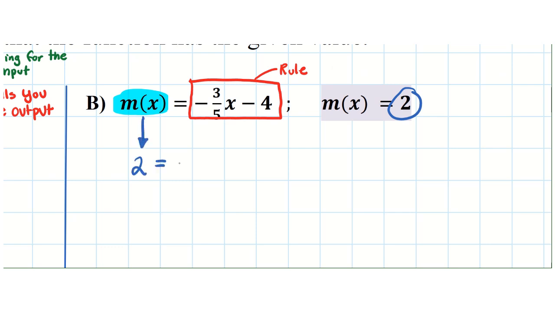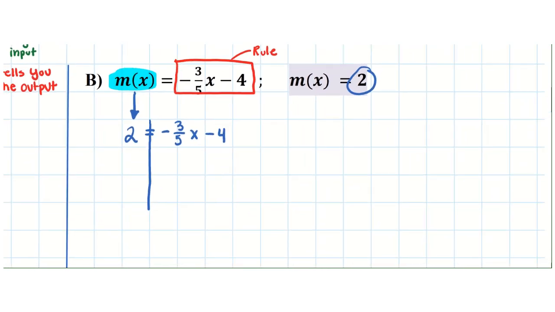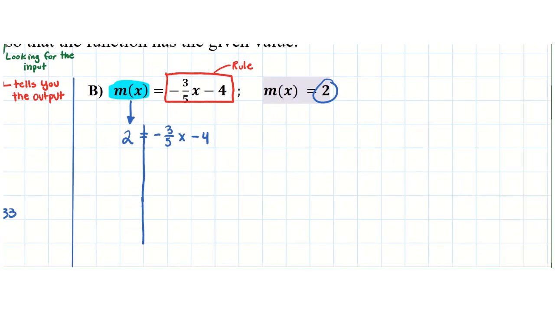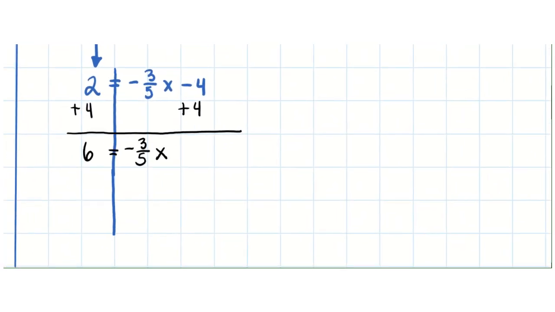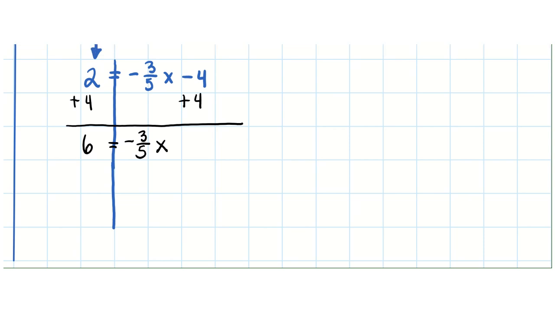Similar process for this one, we just have a different rule and a different output. So replace m of x with 2, leave the rule the same, and then we just solve for x one more time. Let's get rid of our constant, which is negative 4, by doing the inverse operation of minus 4, which is adding 4 to both sides. Bring down what's left on the right side, and simplify the left side.